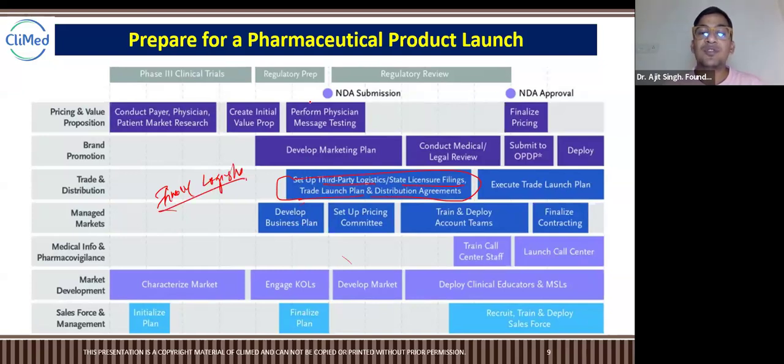Like, see, now we have submitted the NDA, right? We have submitted the NDA, new drug application, for the approval to market. And now we have to plan the marketing, and we have to plan the entire logistics, trade and distribution.